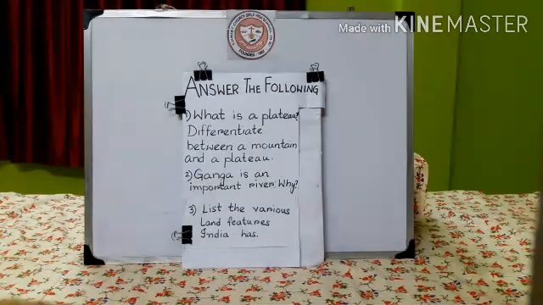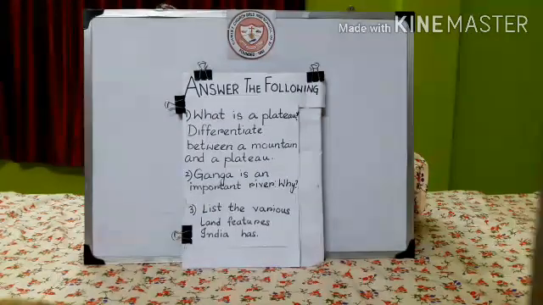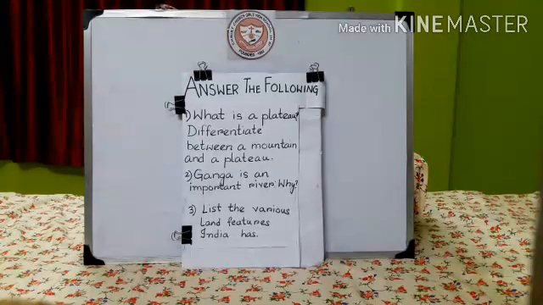Got it? Second point you can write for this difference is mountains are higher than plateaus, and on the opposite side you can write plateaus are lower than mountains. Got it? So you can write: mountains are higher than plateaus whereas plateaus are lower than mountains. These 2 points you need to write for this answer. Got it? Have you all understood this answer?